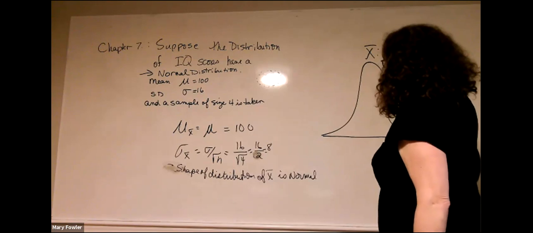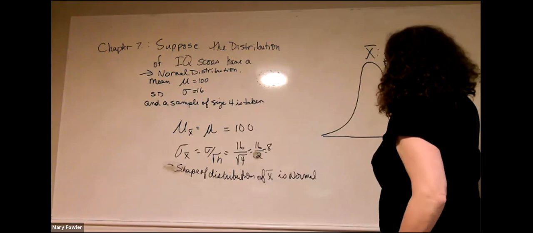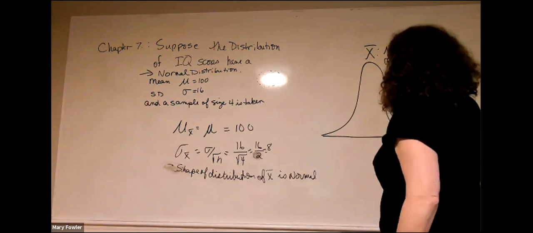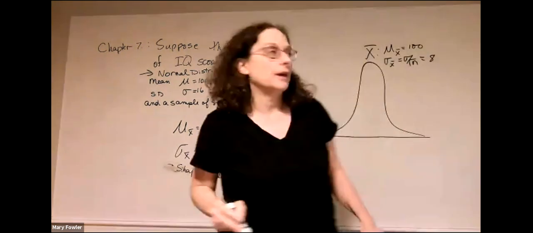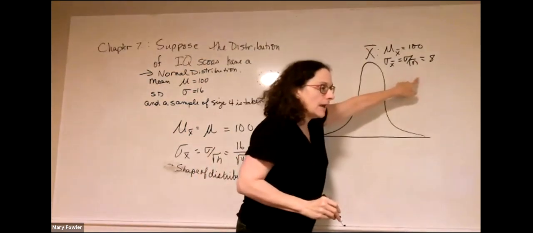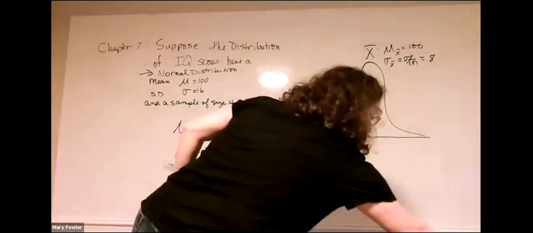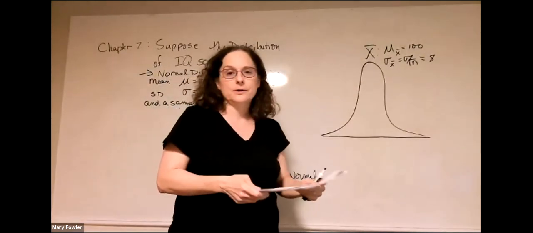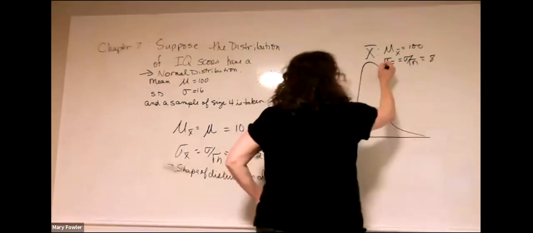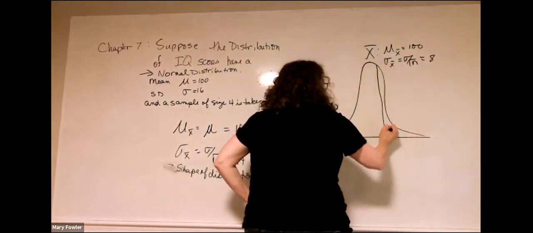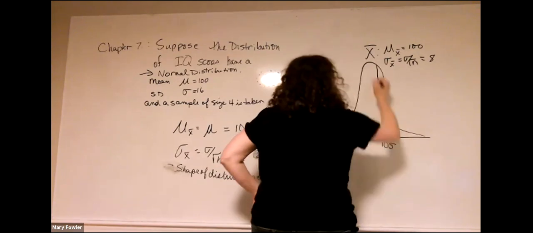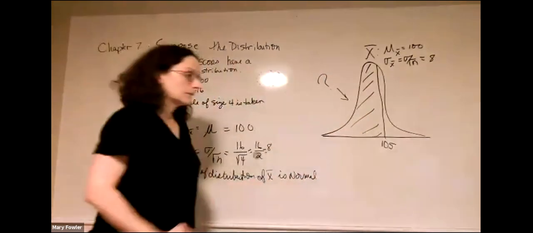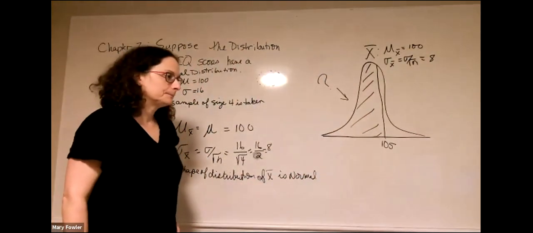Okay, so we can draw a picture of it. X bar, mu sub X bar is equal to 100. And sigma sub X bar is equal to, I'm just going to put that there to remind myself that we already did it, sigma over the square root of n, and that is 8. We are asked to find the probability that X bar is less than 105. So here's my 105. There's the picture of my problem.